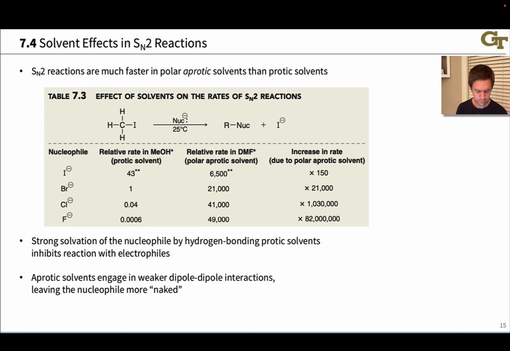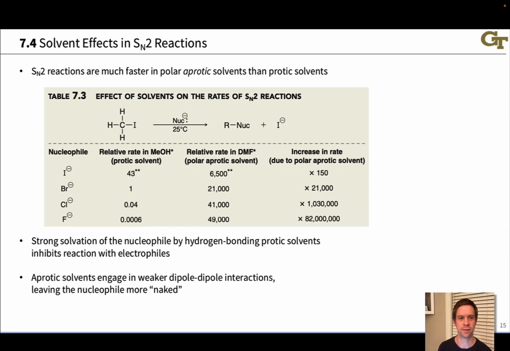Here we have a series of nucleophiles reacting with methyl iodide at 25 degrees Celsius in a variety of different solvents, presumably at constant concentrations, so that only the molecular structure of the solvent is changing between these different reactions. We've got a protic solvent here, methanol, and an aprotic solvent here, DMF, and both solvents are polar. We can notice that for each nucleophile there is a big jump in the reaction rate in going from the protic to the aprotic solvent.